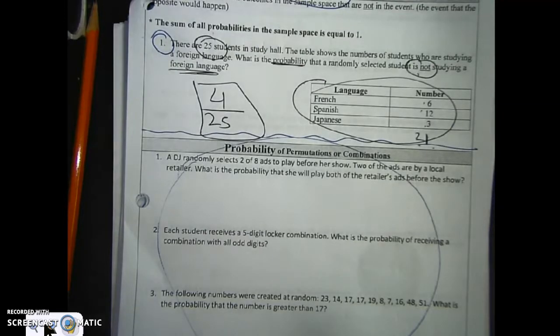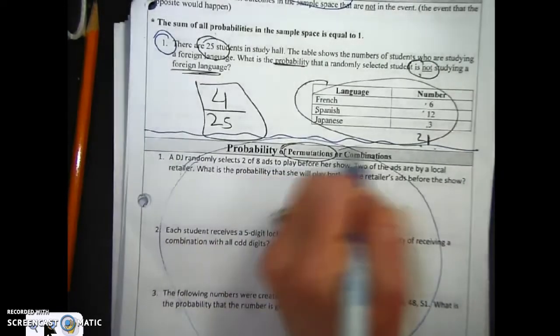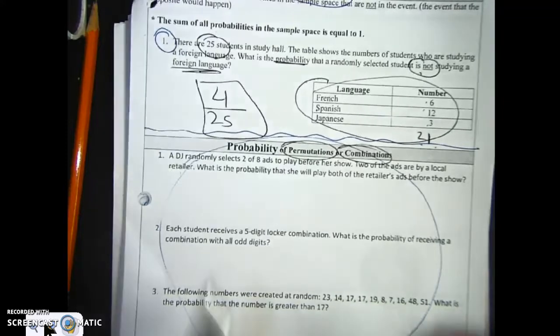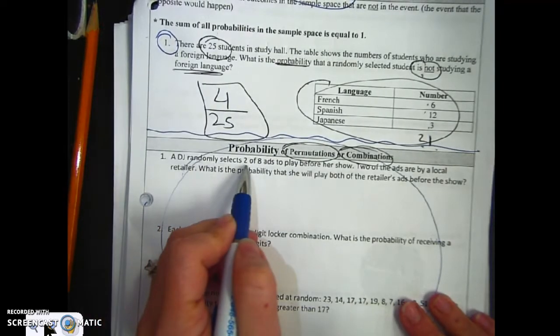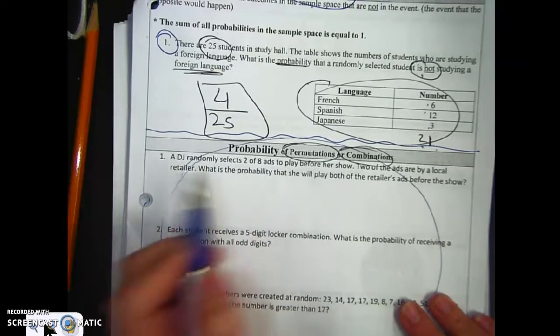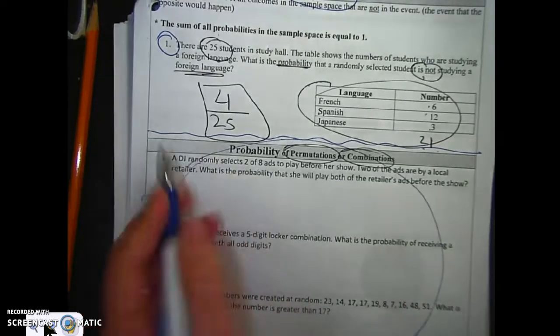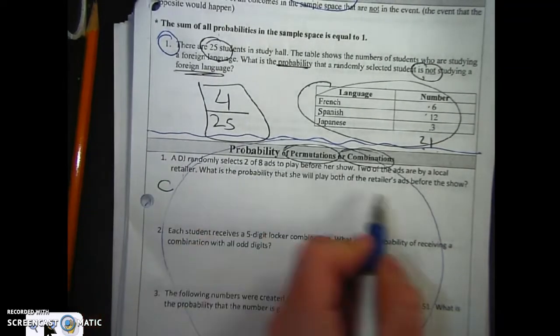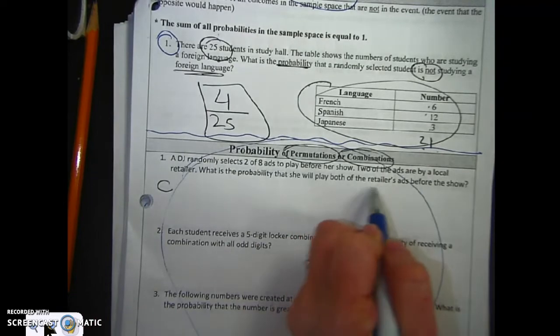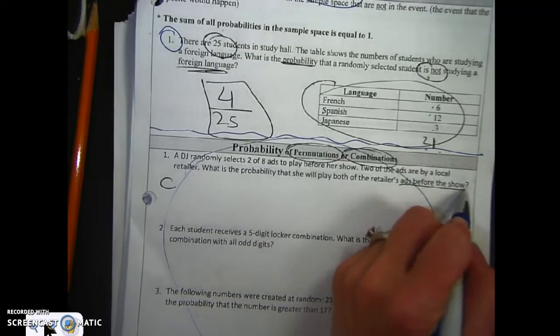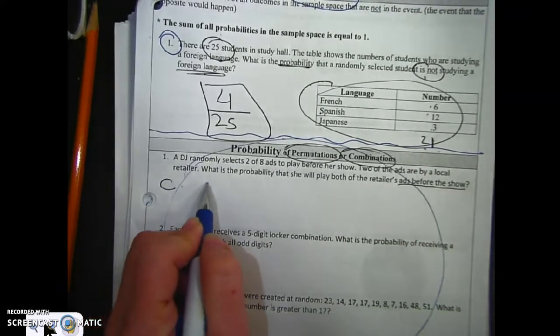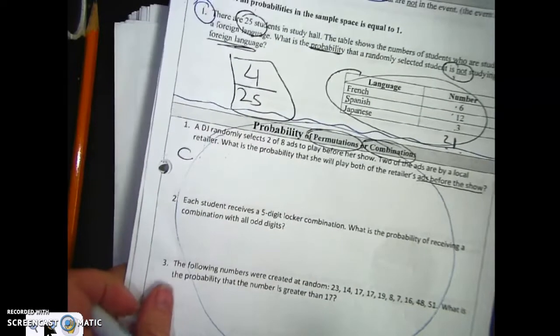Okay? All right, in number 1, they want you to use probability with permutations or combinations. So take a second and read it, pause it, and it's combinations. It's combination because they just need to play the ads before the show. So whether it's the first one and then the second one, or the second one and the third one, it doesn't matter. So let me tell you what I mean by that.